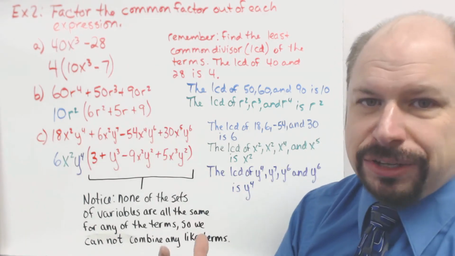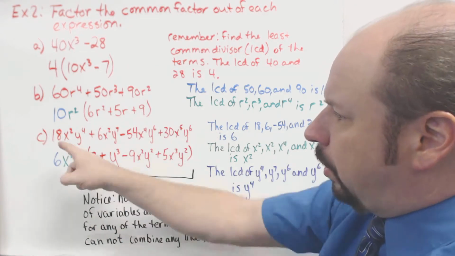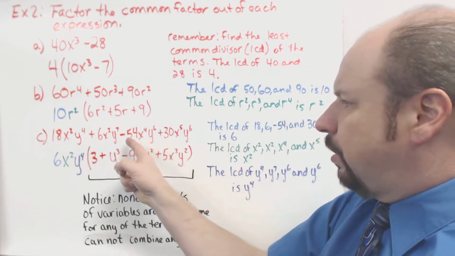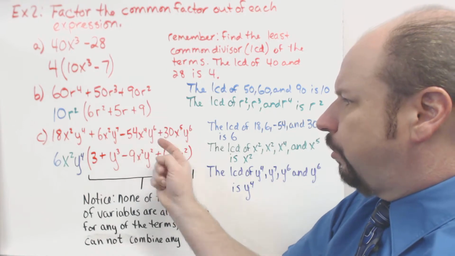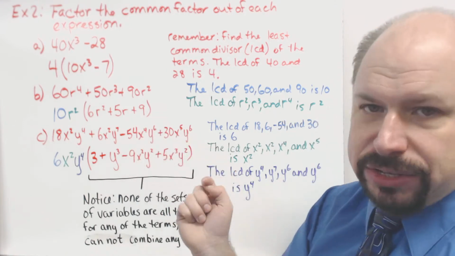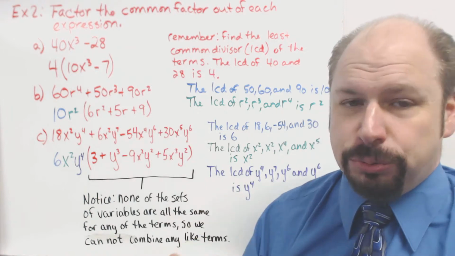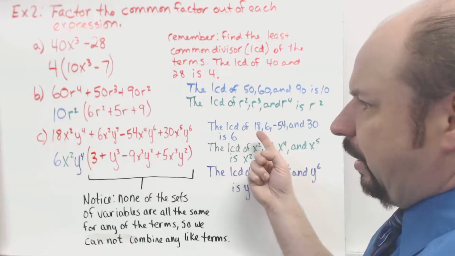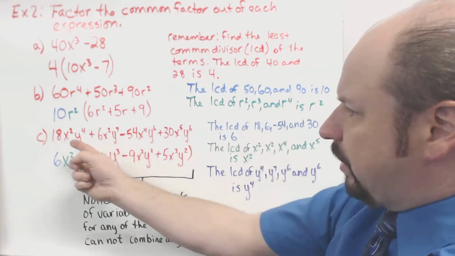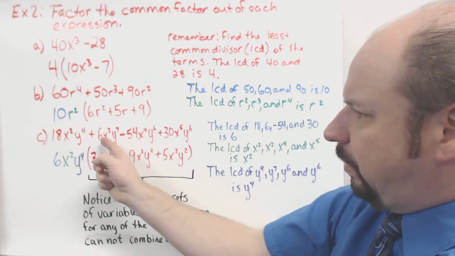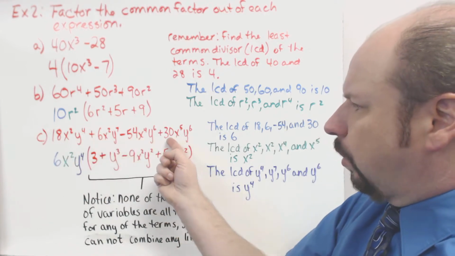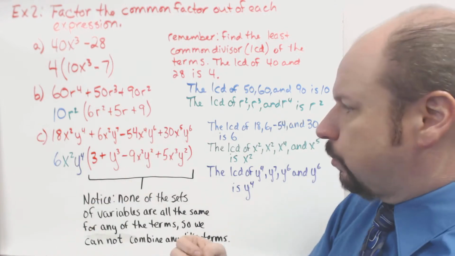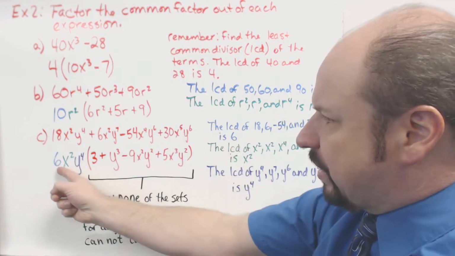Okay, now for the most complicated example of the three. 18x squared y to the fourth plus 6x squared y to the seventh minus 54x to the fourth y to the sixth plus 30x to the fifth y to the sixth. This one looks really complicated, but we're going to do it the exact same way we did before. Find the LCD of all the numbers. So the least common divisor of 18, 6, -54, and 30, well, that's 6. That's the biggest number that we can divide out of all four of those numbers. So we're going to bring a 6 out front.